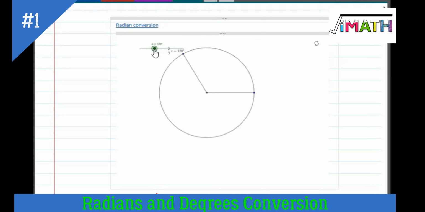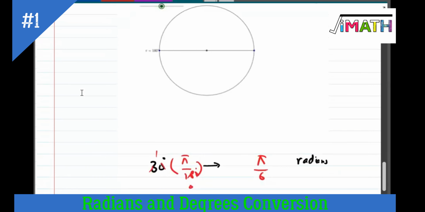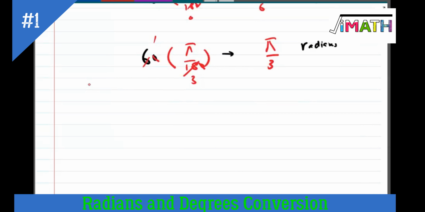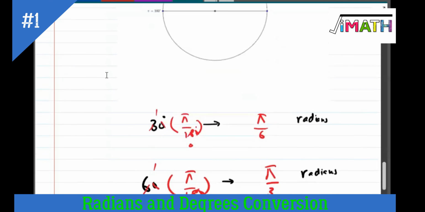So what would be the value for 180 degrees? Pi. Exactly. So let's do it once again here. Why is it like that? 180 degrees, and we multiply it by pi by 180 degrees, and it cancels out, and it is simply pi radians. That's the one way to go from degrees to radians. So in this way, we will get all the values.